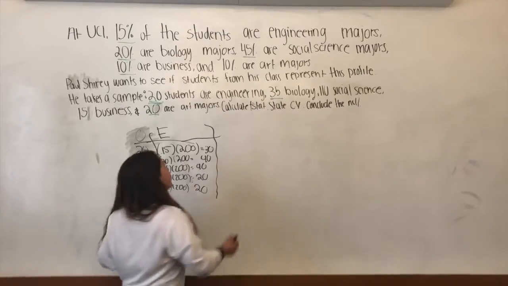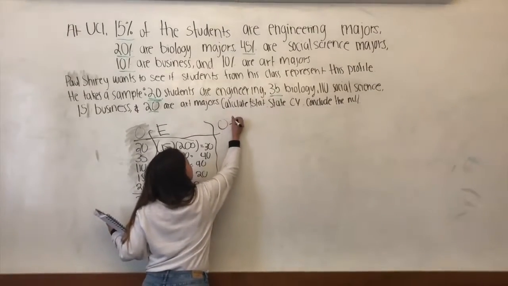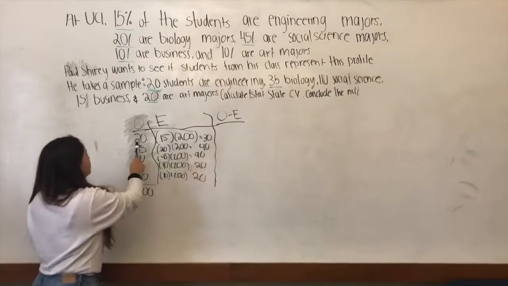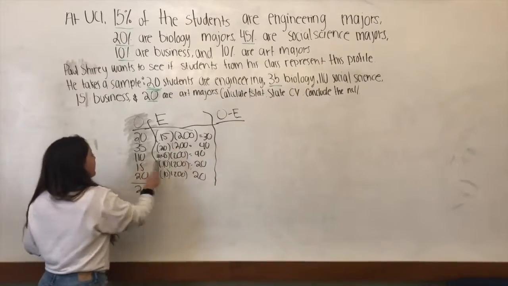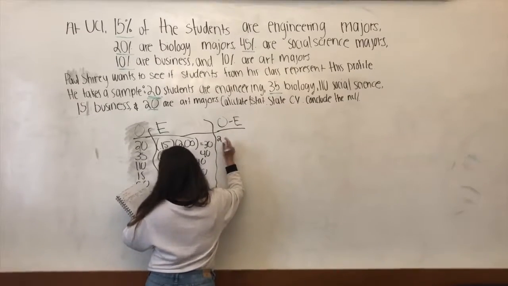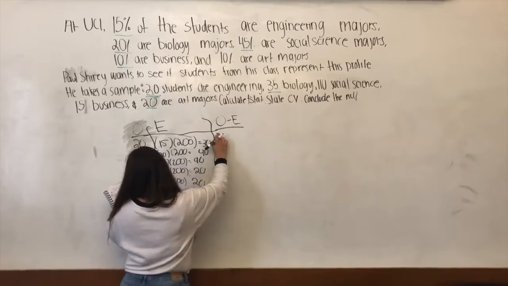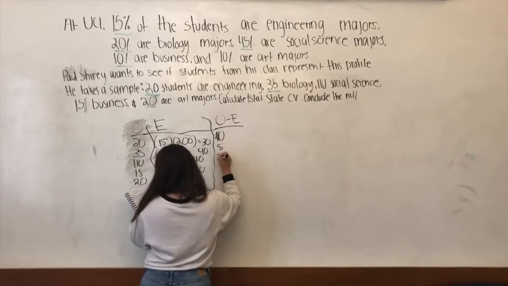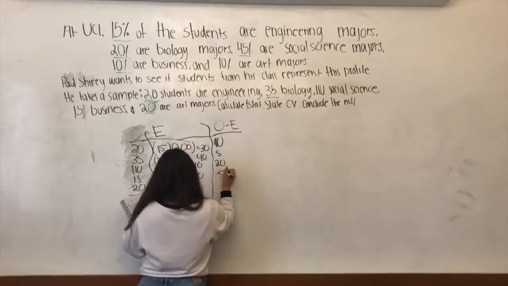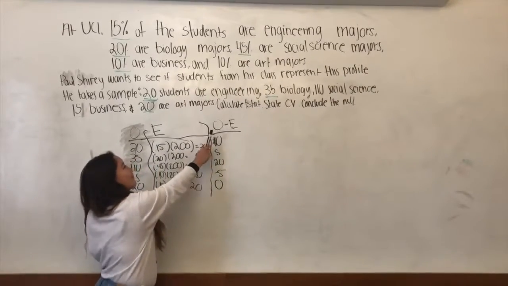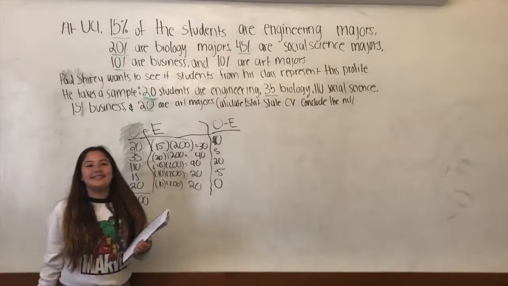For the third step, we're going to subtract the observed minus the expected. So we're going to subtract, for example, 20 minus 30, 35 minus 40, 110 minus 90, and so on. So these numbers will be 10, 5, 20, negative 5, and 0. And we got these numbers by subtracting observed minus expected.